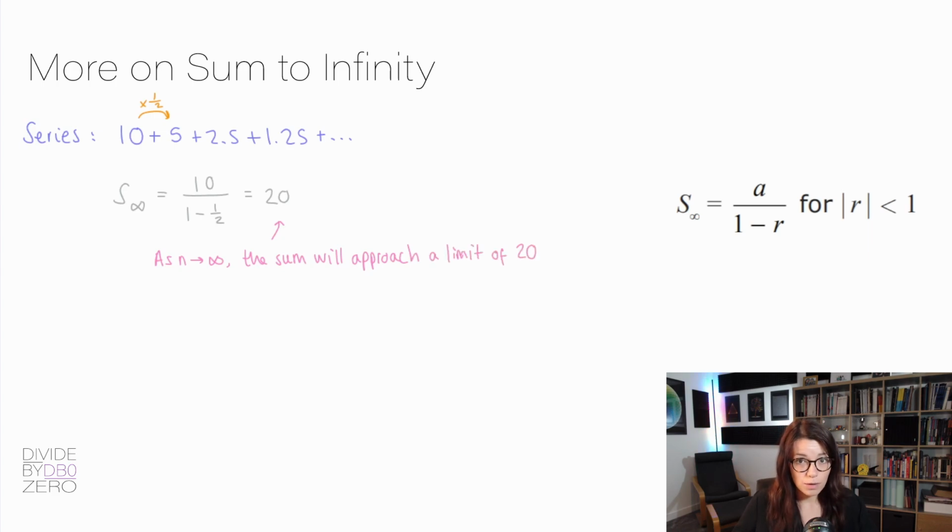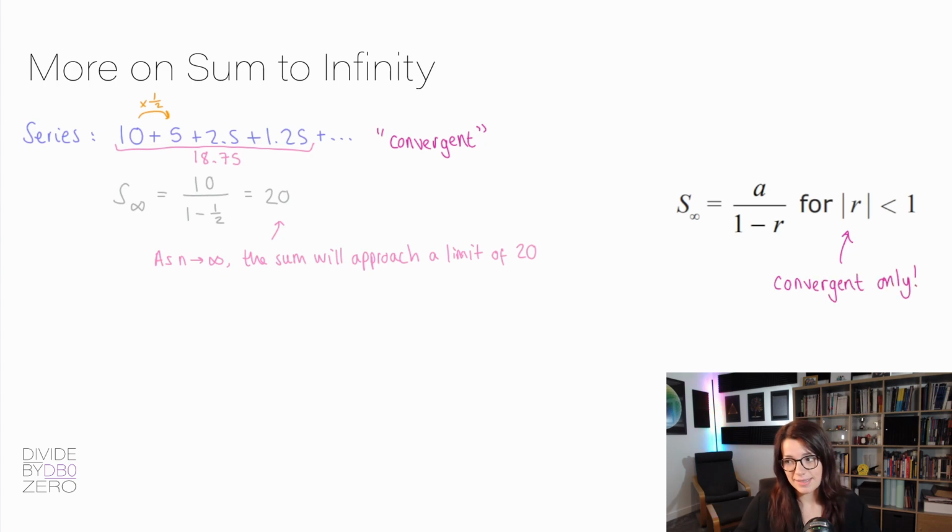Let's think about why this makes sense. If we manually add the first 4 terms in this series together, we get 18.75, which is already pretty close to 20. And if you think about it, the more terms you add on, the closer and closer you're going to get to 20. With a series like this, when the common ratio is less than 1, we call it convergent because it converges towards a limit. So again, looking at that formula for sum to infinity, when it says that r has to be less than 1, this means it's only valid for convergent series.